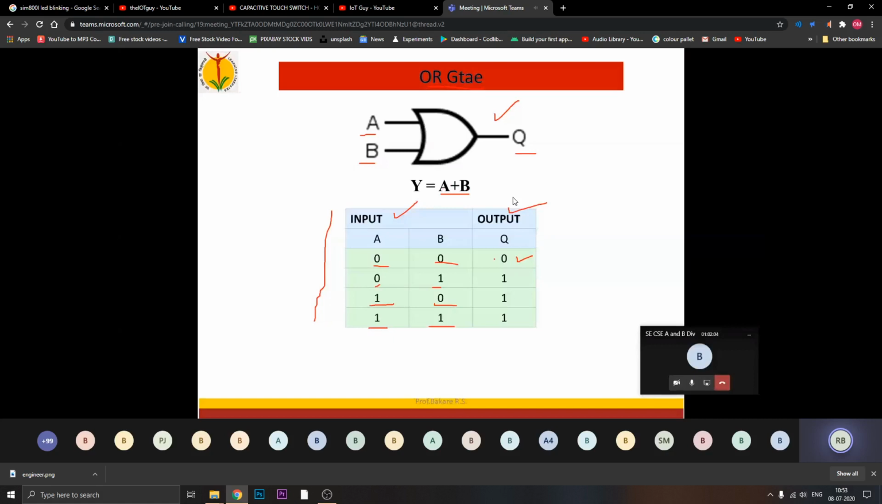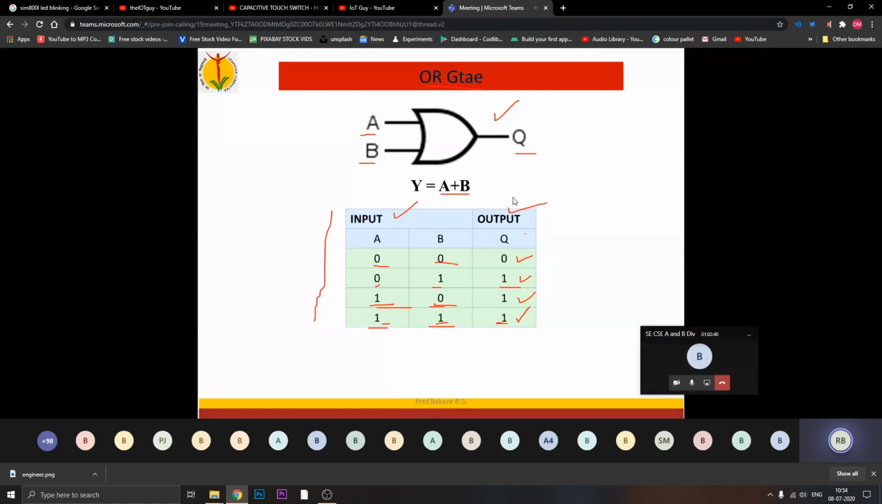Or in our terms, 0 plus 0, I got is 0. Second condition, 0 or with 1, I got here is 1. That is 0 plus 1, I got here is 1. Same, 1 plus 0, I got here is 1. And the last, 1 plus 1, it got here is 1. Actually, this is 1 plus 1, but we say it is 1 or with 1, we got is 1.